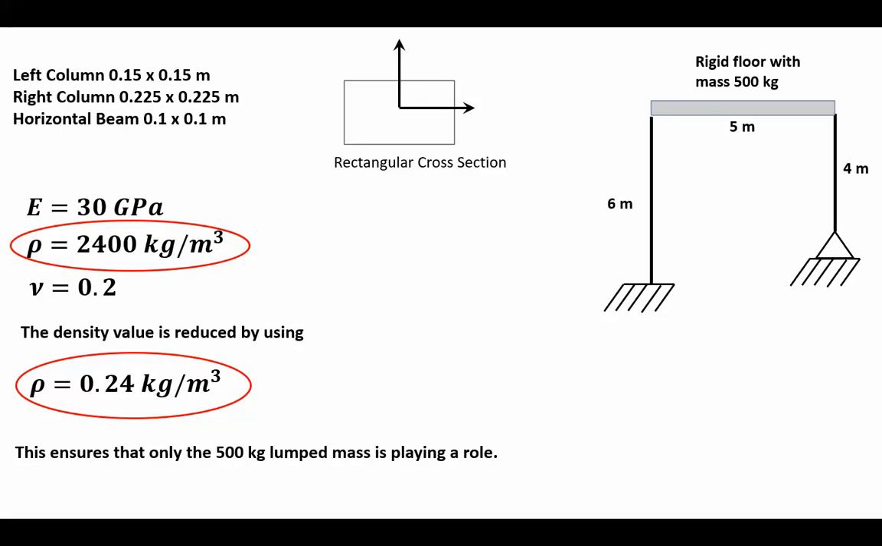We'll see that. Incidentally, I will assume that the entire top floor, or the beam, is rigid, and it has a mass of 500 kilograms. Also, I don't want these columns to participate as far as the natural frequency is concerned. Therefore, I artificially reduce the density of the material in these columns by a factor of 10,000.